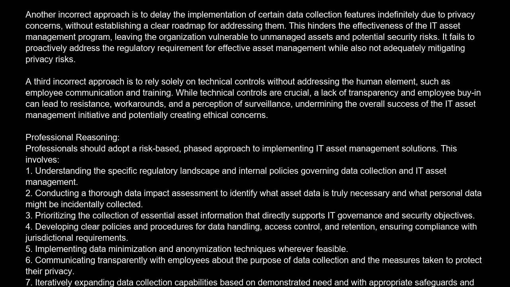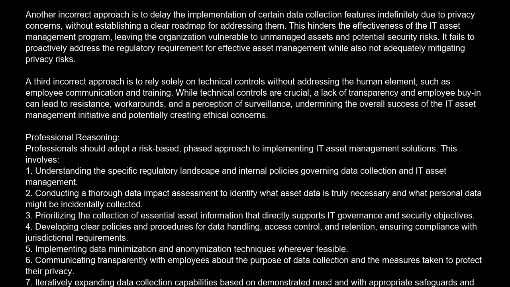A third incorrect approach is to rely solely on technical controls without addressing the human element, such as employee communication and training. While technical controls are crucial, a lack of transparency and employee buy-in can lead to resistance, workarounds, and a perception of surveillance, undermining the overall success of the IT asset management initiative and potentially creating ethical concerns.